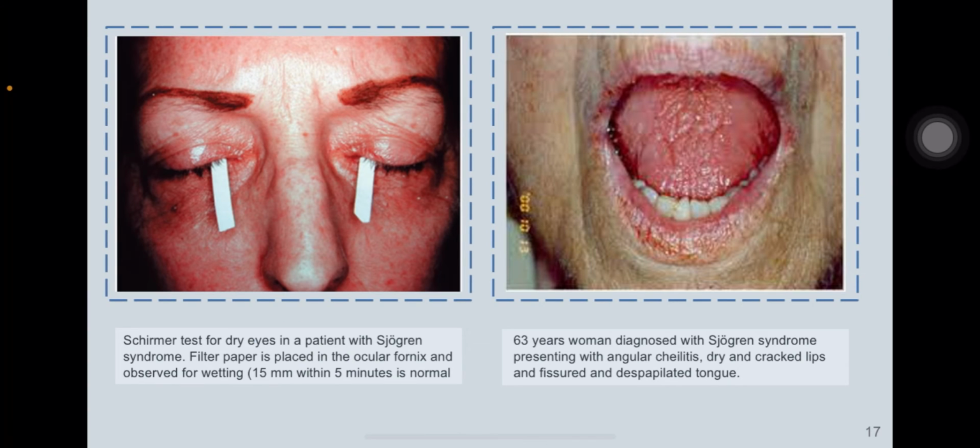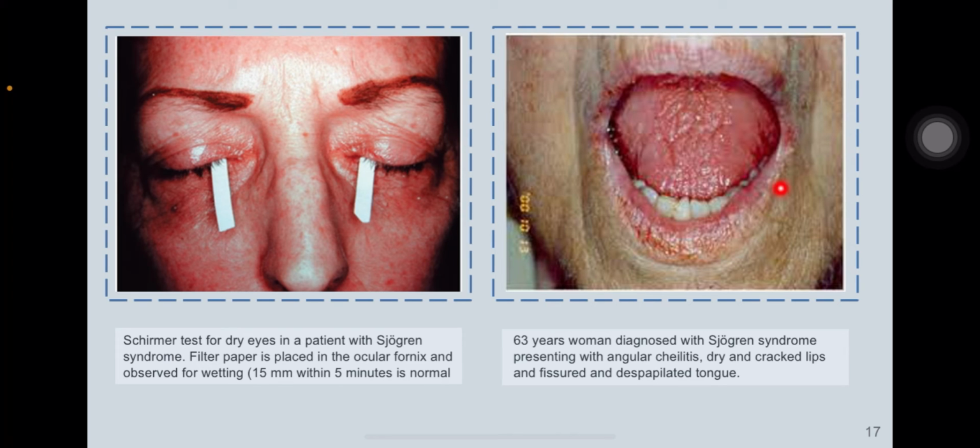The Schirmer test is used to quantify the lacrimal flow reduction, in which a filter paper is placed in the ocular fornix and observed for about 5 minutes. It is considered normal if the person can wet about 15 millimeters. Less than 15 millimeters is considered dry, and it is either mild, moderate, or severe.